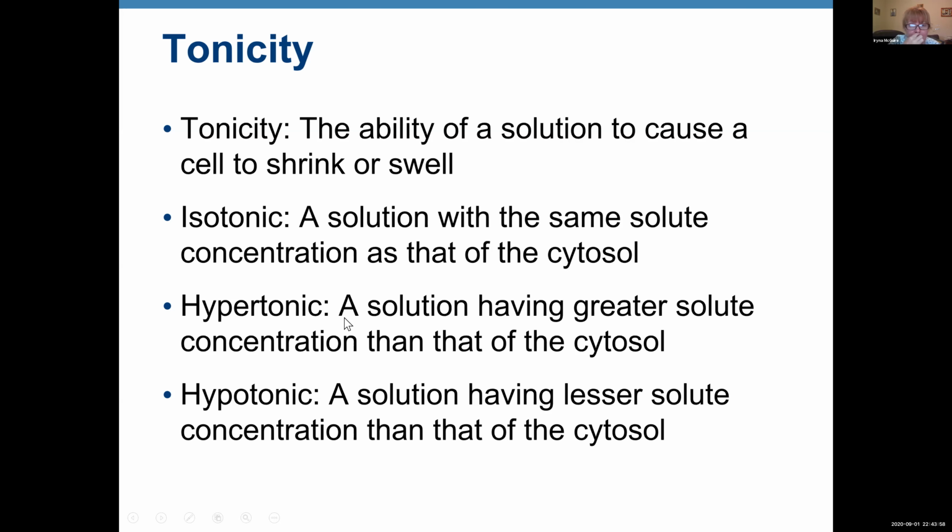Hypertonic is a solution having greater solute concentration than that of the cytosol, and hypotonic is a solution having lesser solute concentration than that of the cytosol.